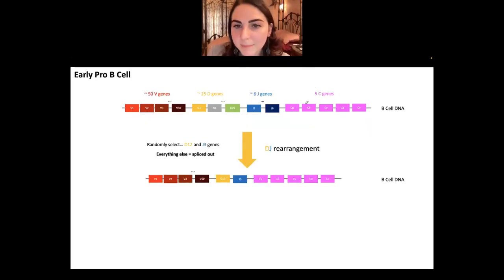Okay. So the first thing that happens is DJ rearrangement. Let's randomly select D12, I don't know, we just picked a random one, and J3. So we picked D12, which is somewhere in here, and then J3, which is somewhere in here. Everything in between D12 and J3 gets completely spliced out. It just gets excised. So now instead of having 1 through 50, 1 through 25, and then 1 through 6, we have 1 through 50, and then we only have one D gene and one J gene. That's DJ rearrangement.